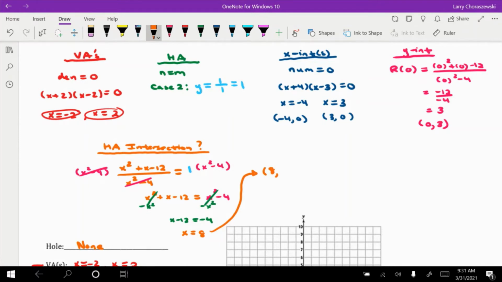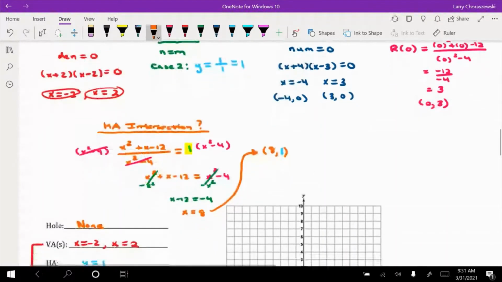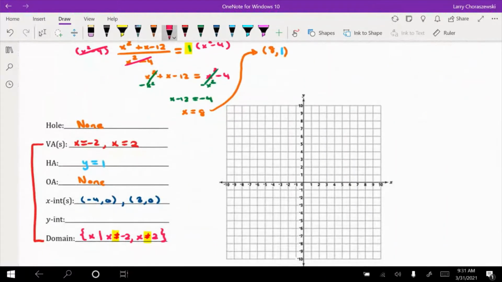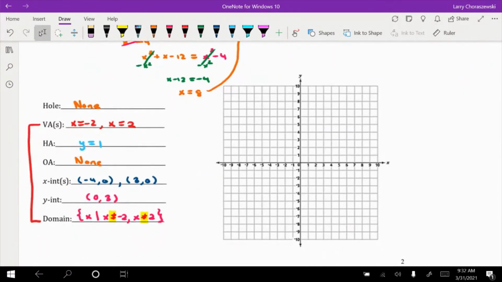Well, keep in mind what we set it equal to. We set the equation equal to 1. So it's going to have the same y coordinate as the equation for the horizontal line. And that's about all we can gather by hand. Let's start transferring this information into the coordinate plane.